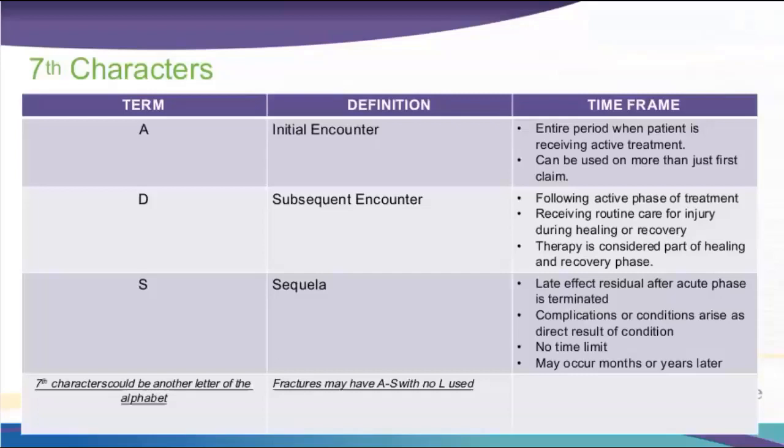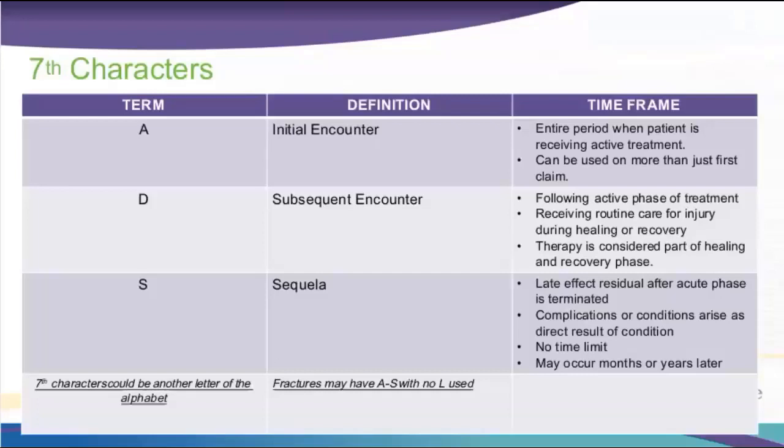D is a subsequent encounter. So that's following the active phase of treatment. It means they're receiving routine care for an injury during the healing or recovery, and therapy is considered part of the healing and recovery phase. You also have S, which is the sequela. That's your late effect residual after the acute phase is terminated. It's when complications or conditions arise as a direct result of a condition, so there's no time limit on that, and that could occur months or years later.